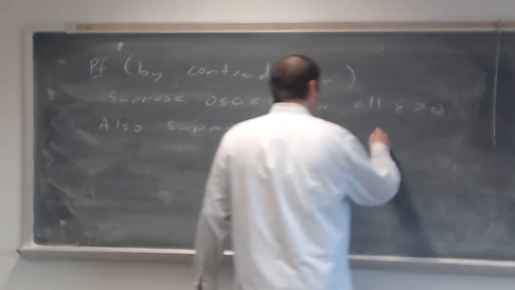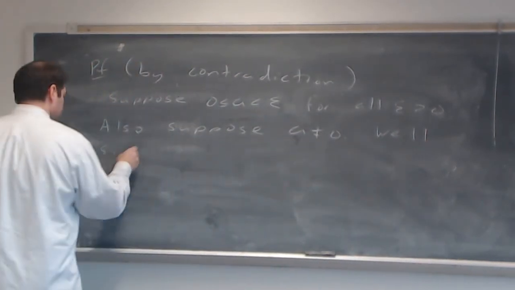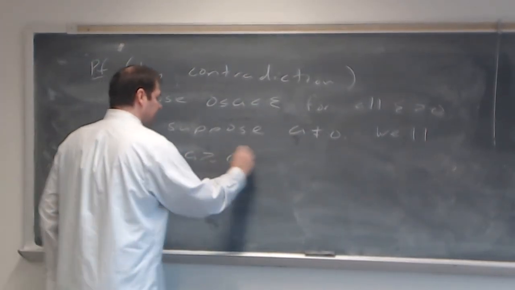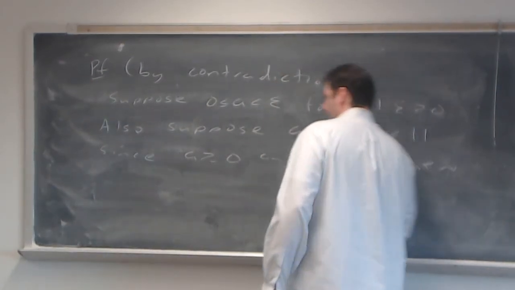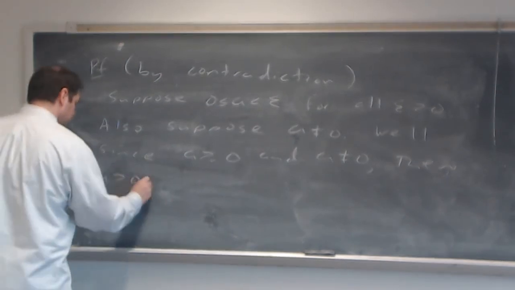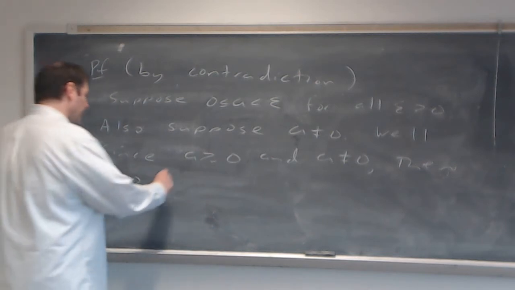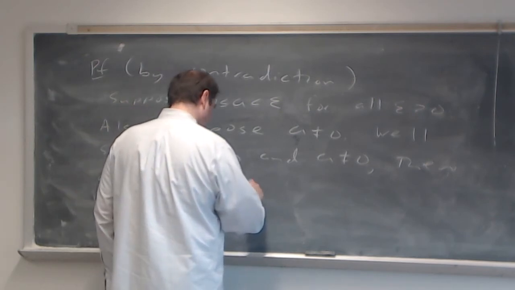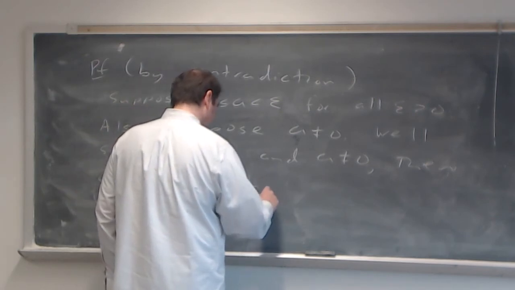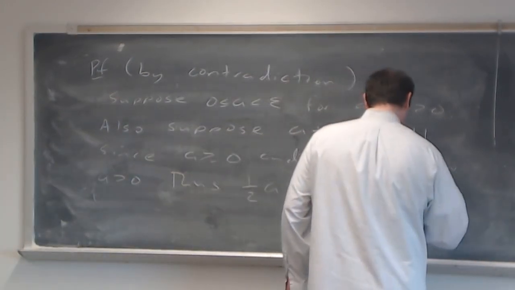Okay. Well, since A is greater than or equal to 0 and A is different than 0, then that just means that A had to be greater than 0. Thus, 1/2 times A is going to be greater than 0, as 1/2 is greater than 0.